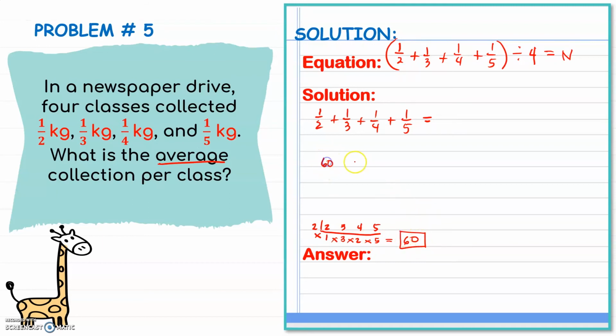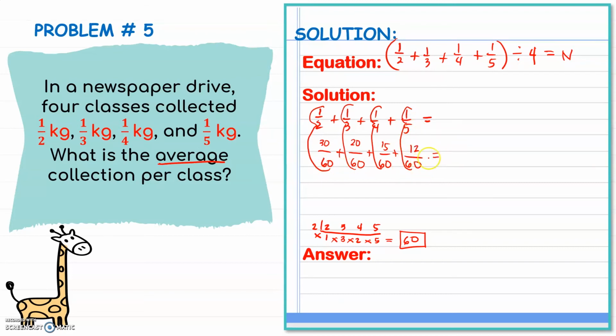Now let's change our fractions into similar fractions by dividing the LCD by the old denominator. 60 divided by 2 is 30 times 1, that will give us 30. 60 divided by 3 is 20 times 1, that will be 20. 60 divided by 4 is 15 times 1, that will give us 15. And 60 divided by 5 is 12 times 1, that will give us 12.